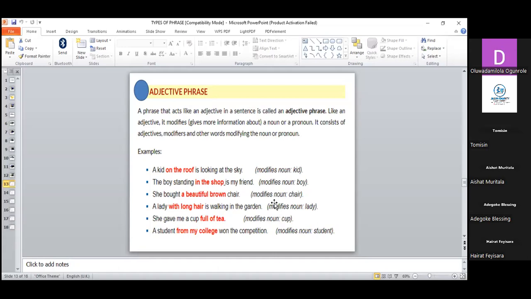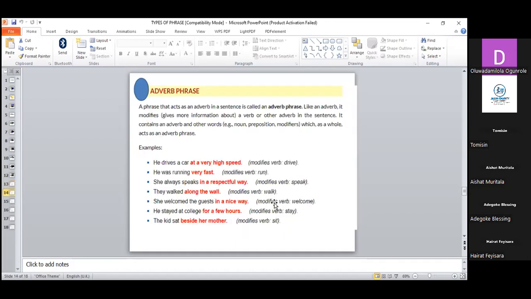The second one is a lady with long hair is walking in the garden. So the last two sentences, I will want you to pick them as your assignment and tell me which of the nouns that we have used in the sentence that they are modifying. Though the answer is evident there, but I would just want us to reconfirm on our own without looking at what is given. So away from that quickly, we are moving on to the adverb phrase.